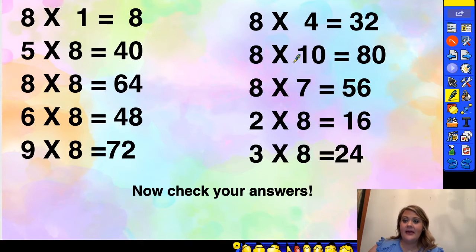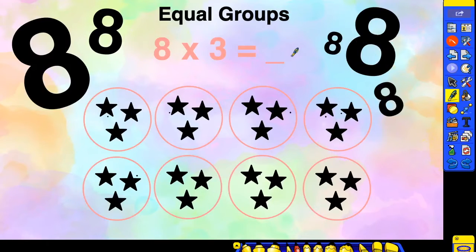So take this minute, pause the screen again if you need to, and check over your answers. If you missed any problems, or if you ever come across a multiplication problem that you are unsure of what to do, you can always draw equal groups. So here I've actually drawn out 8 groups of 3. What I like to think of when I see that multiplication sign is the words groups of. So you literally have 8 groups of 3. And you can see 1, 2, 3, 4, 5, 6, 7, 8 groups have been drawn. And there are 3 stars in each group.